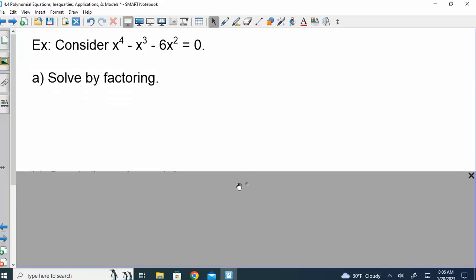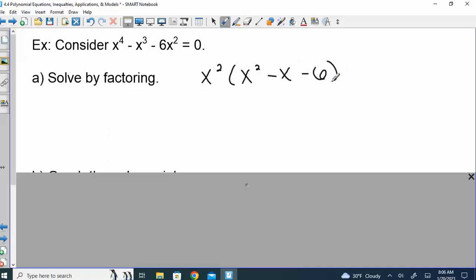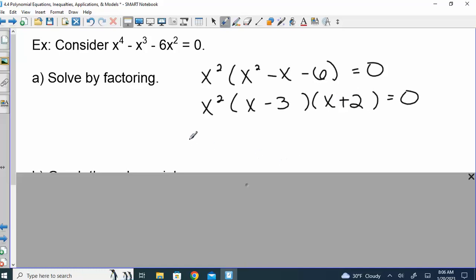So we can factor this. We have a greatest common factor. If we take out the x squared, then we have x squared minus x minus 6. Easy method. What would that break into? x minus 3, x plus 2. And now it's factored, so I want to know what are my zeros.